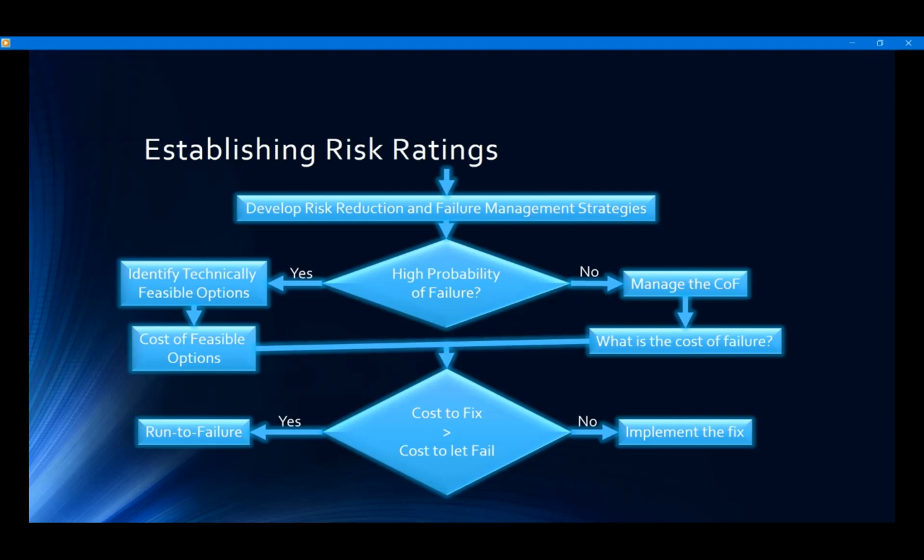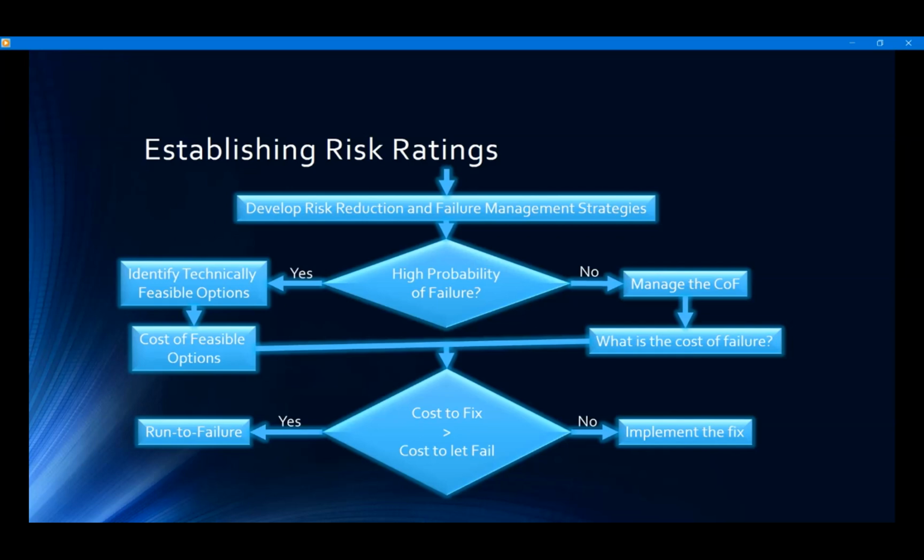If the answer is yes, what are your feasible options and what's the cost of those feasible options? And dropping down, cost to fix greater than cost to let fail. Yes, run to failure. Run to failure is a huge part of our strategy for many of our assets, but not all of them. And if not, implement the fix. Again, like I spoke to earlier, not all assets are created equal, and they should not be treated as equal across the board. You should have independent strategies.